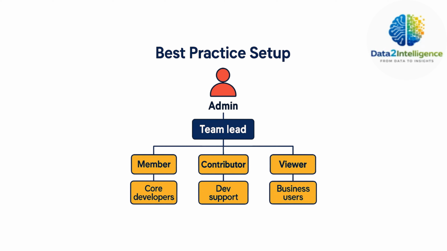Let's go through a simple chart which gives the best practice setups. From the chart, you can see the admin role has been assigned to the team lead who manages the admin activity across the project, and the core developer has been assigned the member access. The dev support team is assigned the contributor access, and business users who are only the consumers of data reports will be assigned the viewer role. So based on your project needs, follow the same principle: provide the least privilege to the required access.